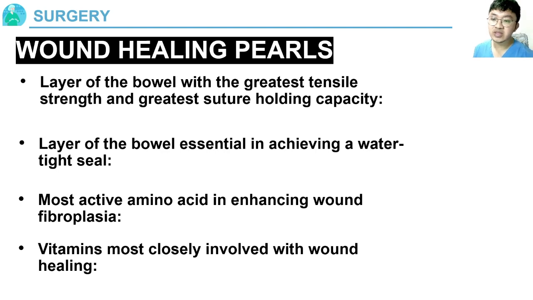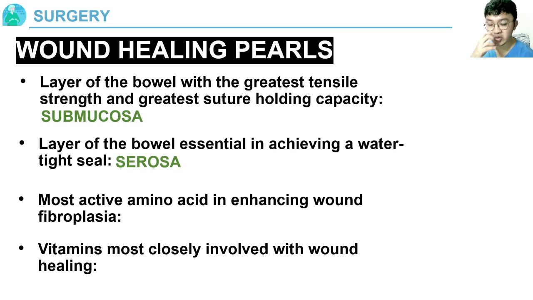Next, for the wound healing pearls: which layer of the bowel has the greatest tensile strength and greatest suture holding capacity? Actually, the strongest part of the bowel is your submucosa, and this is where you usually anchor the sutures. However, just to be sure, we also need to apply a watertight seal to prevent leaks, and this is usually a suture that takes hold of your serosa. So if you want to be sure, you do a 2-layered suture repair or anastomosis. You need to approximate the submucosa first, followed by the serosa.